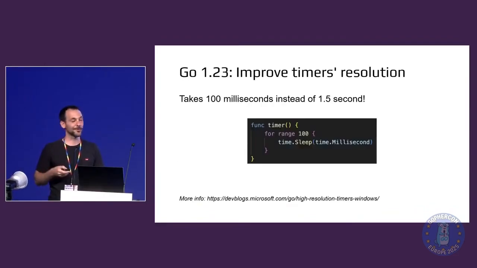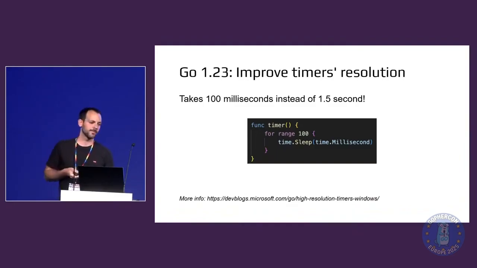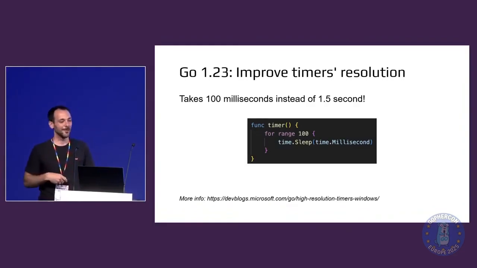So, going to the improvements in this past release, and this one I like a lot. I improved the timer resolution of time.Sleep from 16 milliseconds to 0.5 milliseconds. Before Go 1.23, if you ran this loop, it would take 1.5 seconds instead of the 100 milliseconds it should take. Kind of surprising. Now it works correctly. I wrote a blog post about this.